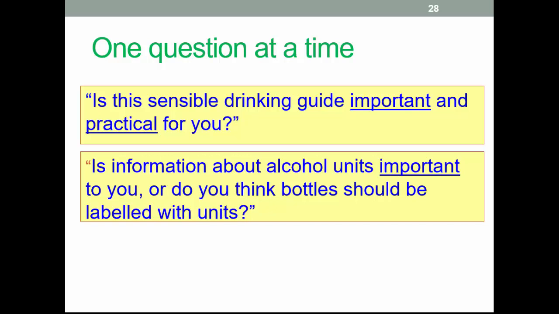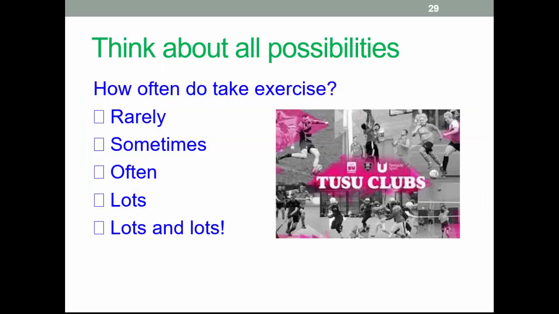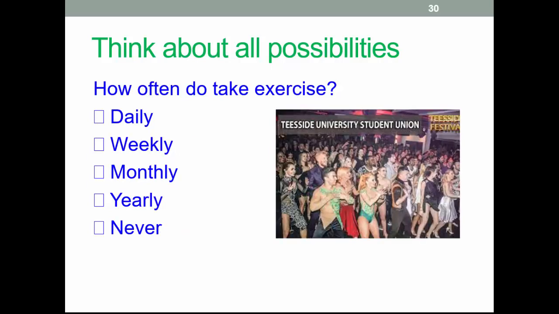You should always ask questions about single topics. The first question here is asking 2 related but different questions. Do you think the guide is important? Maybe in general public health terms, but is it practical? So what if you do think the guide is important, but you don't think it is practical or easy to use? What do you answer? Yes or no? It's impossible to give an answer. The second question has similar issues. Think about how to break improperly designed questions like this into single questions. Language is important. The words used here are likely to mean different things to different people. These specific choices are much better.